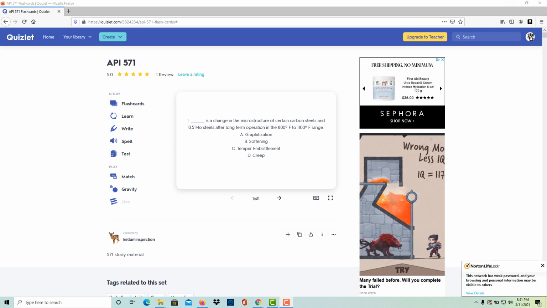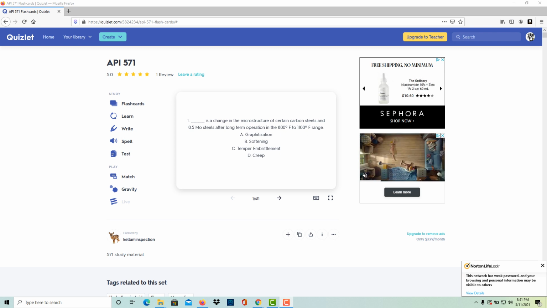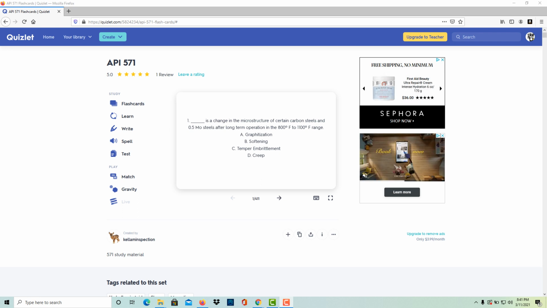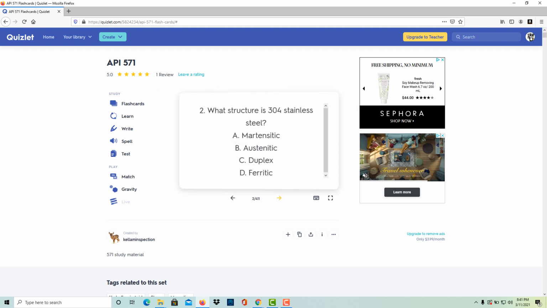Okay, I'm going to do my API 571 study questions with some flashcards from Quizlet. Number one, blank is a change in the microstructure of certain carbon steels and half moly steels after long-term operation in the 800 to 1100 F range. I believe that is graphitization, A. Yeah, and that's correct, graphitization.